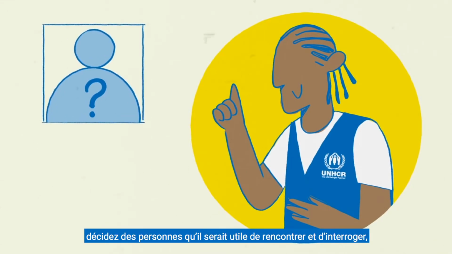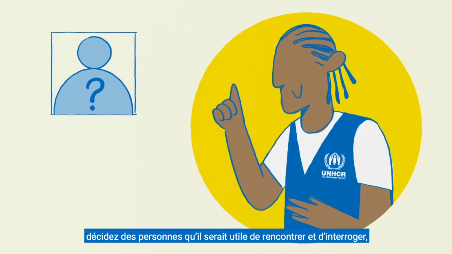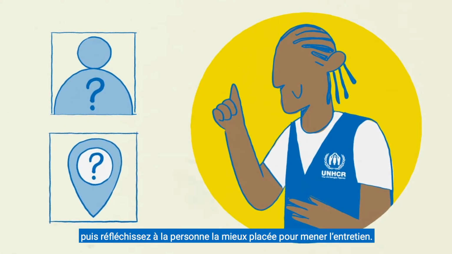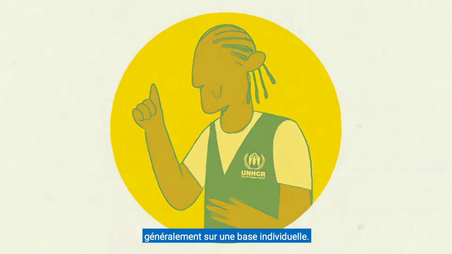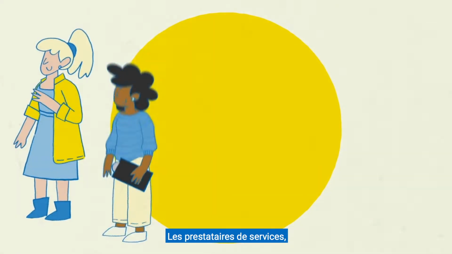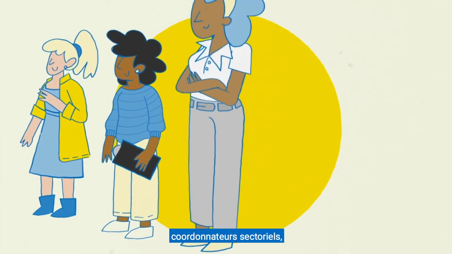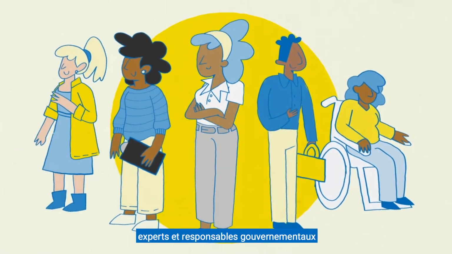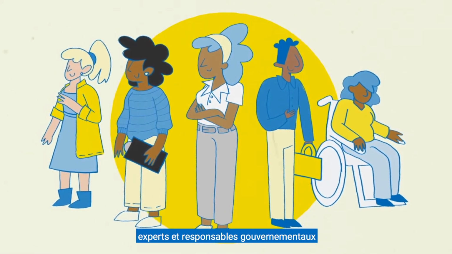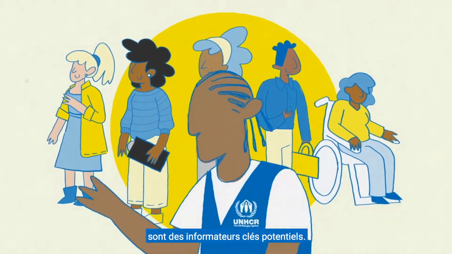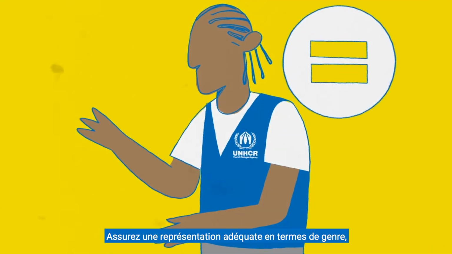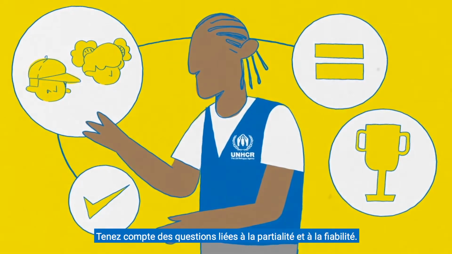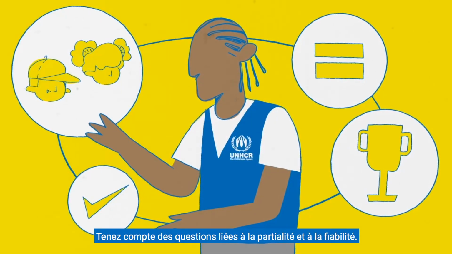First, decide on which individuals would be useful to meet an interview. Then, consider who is best placed to undertake the interview. KII are usually held on a one-to-one basis. Service providers, sector coordinators, persons of concern, community leaders, women-led groups, experts, and government officials are potential key informants. Ensure due representation in terms of gender, sex, roles, and positions in the community. Do consider issues related to bias and reliability.